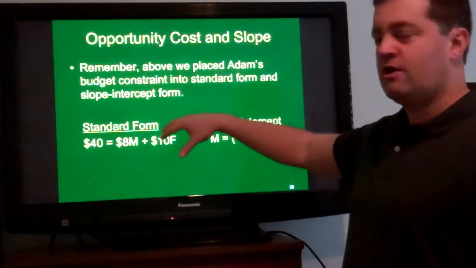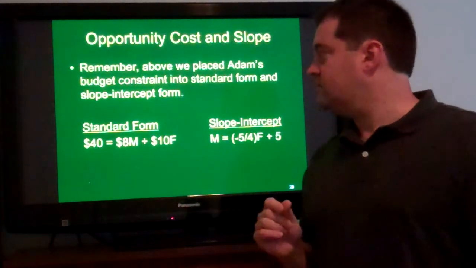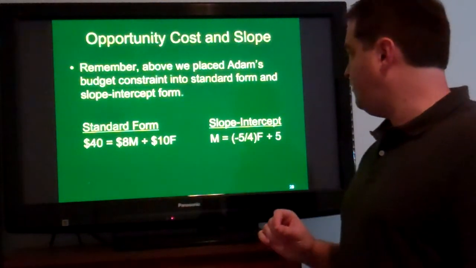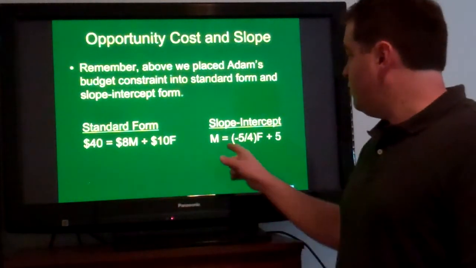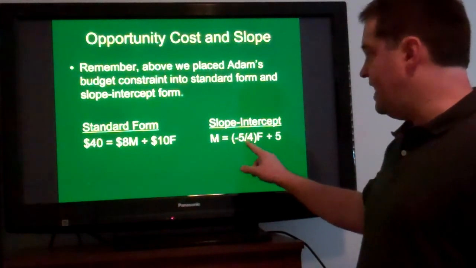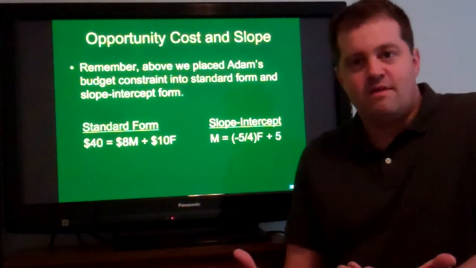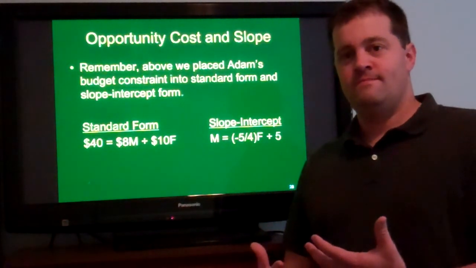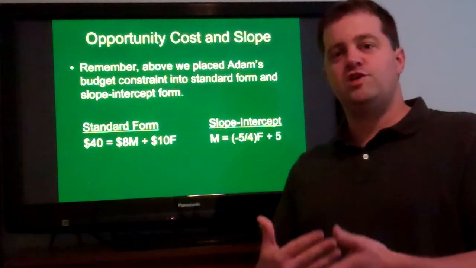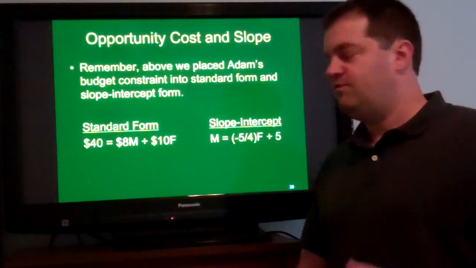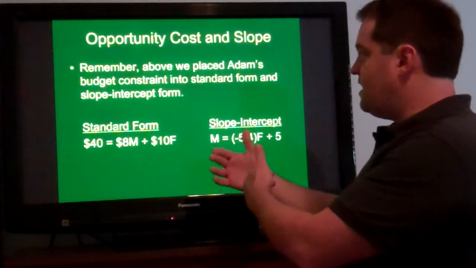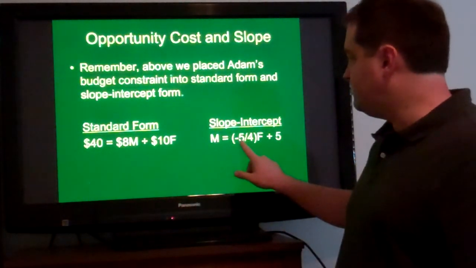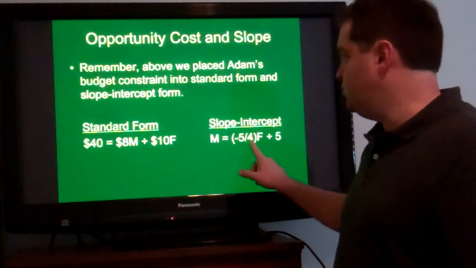So let's take a quick jog back to what we did earlier. In standard form, this is our budget constraint. In slope-intercept form, this was our budget constraint when we solved it for m. And notice here, -5/4, that's the opportunity cost. So opportunity cost in this setting is just the ratio of the prices that Adam faces. If we're talking about the opportunity cost of getting a unit of food, that's going to be the price of food divided by the price of movies.